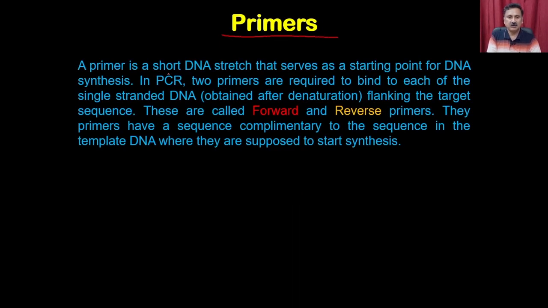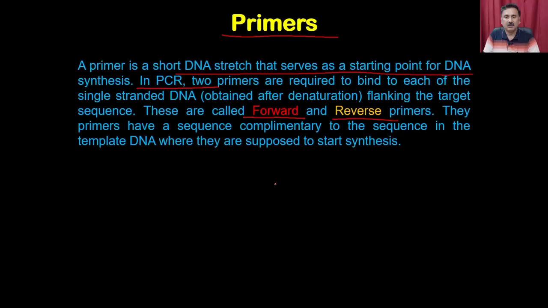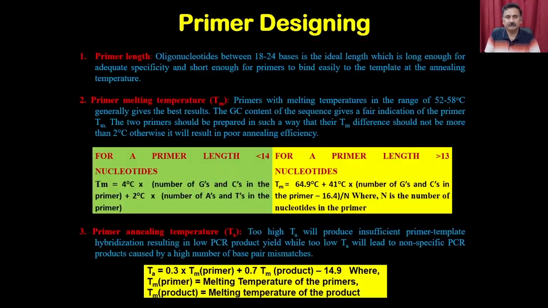Primers are the short DNA strands that serve as a starting point for DNA synthesis. In PCR, you require two primers, the forward primer and the reverse primer. Primer designing is very crucial and important for achieving the best results during the PCR. So you have to design the forward primer as well as the reverse primer in such a way that they give you the best amplified product.